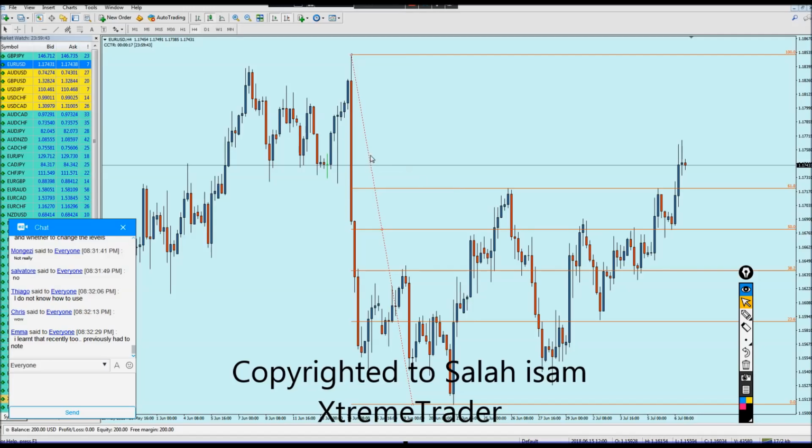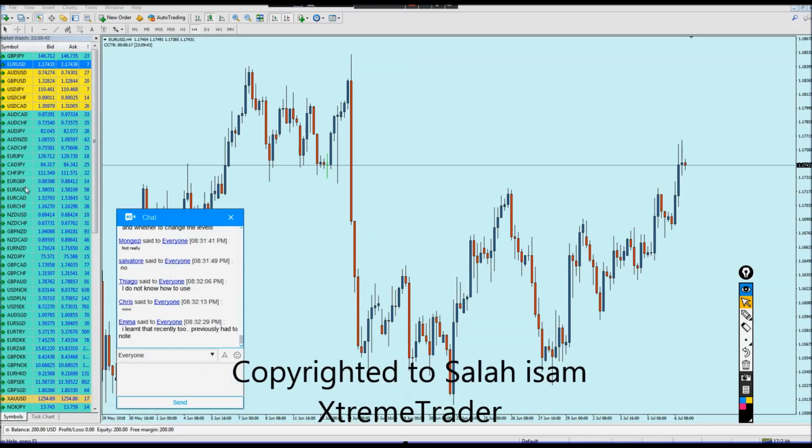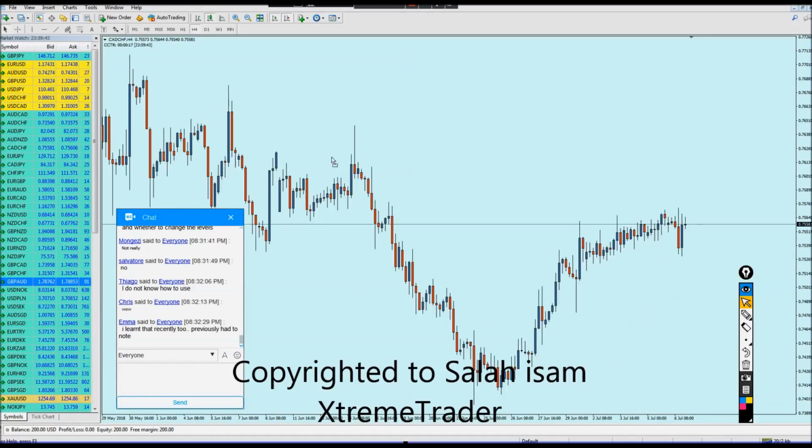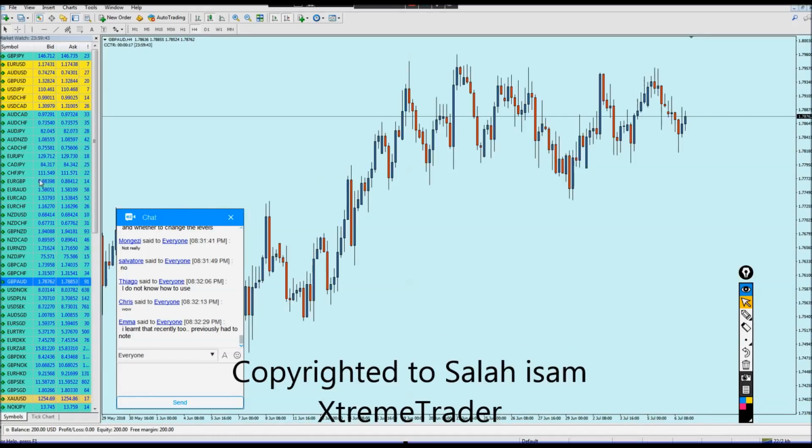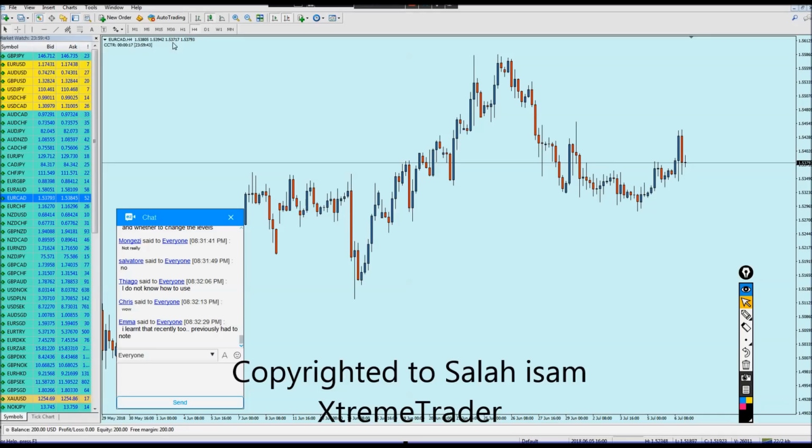If you want to check other charts, we can do that. We'll check randomly. Which one do you want? This one here is too much ranging. This one, let's check this one. So let me start drawing my Fibonacci from this high to this low.